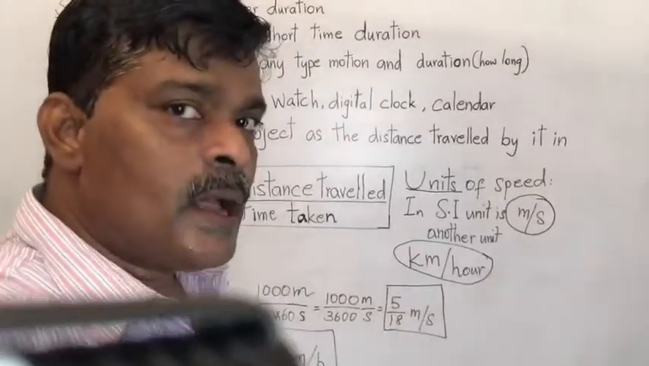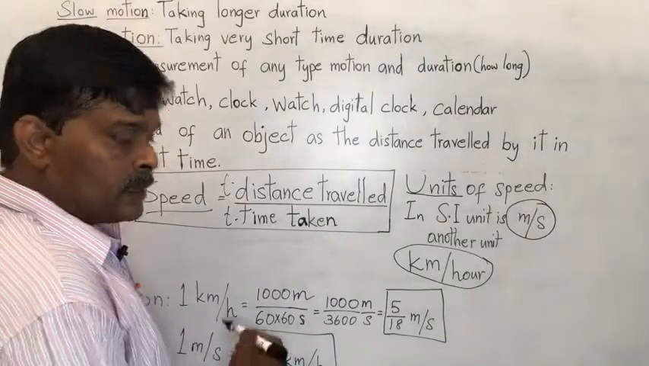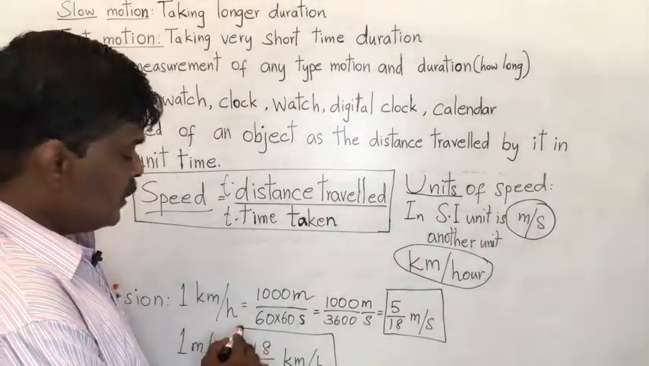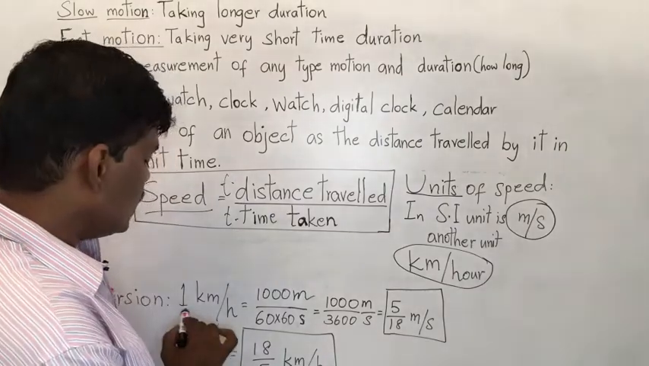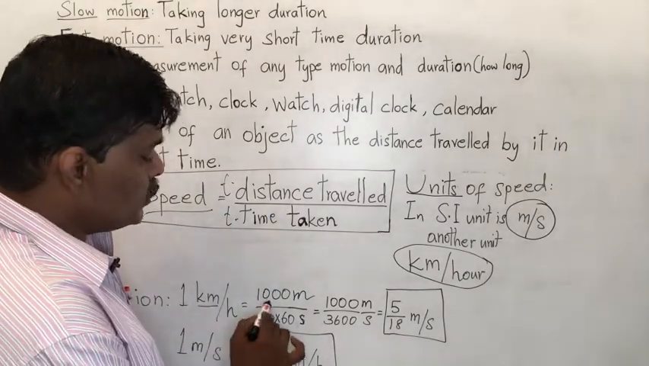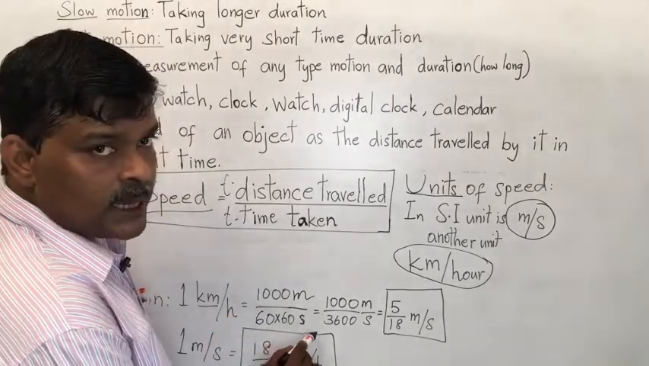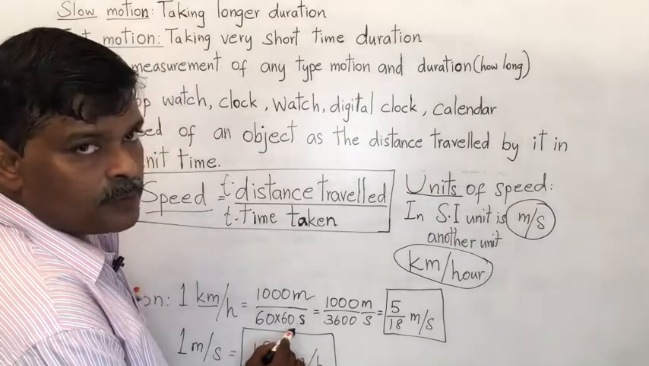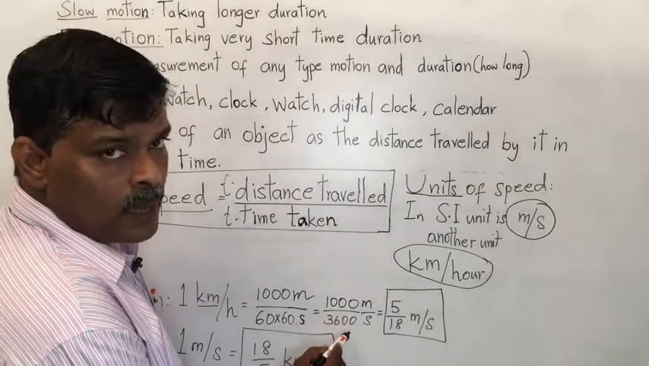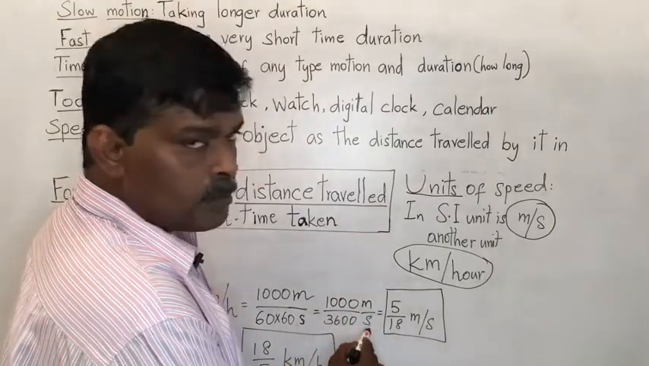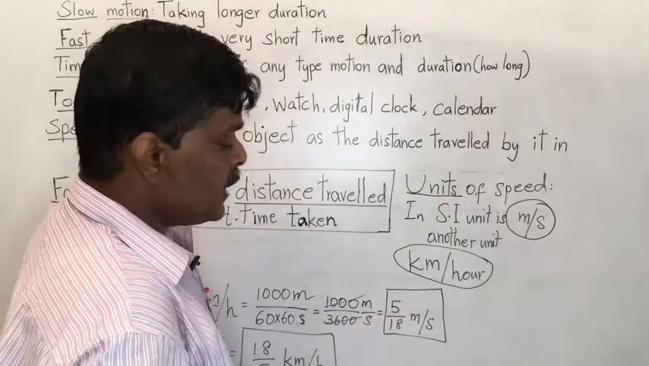For that we have another conversion matter. What is that? 1 kilometer per hour can be converted to meter per second. How can we convert? We know 1 kilometer is equal to 1000 meters. 1 hour is equal to 60 into 60 seconds, that is 60 minutes, and for 1 minute 60 seconds. So 1000 by 3600 meter per second is equal to, after cancelling, 5 by 18 meter per second.